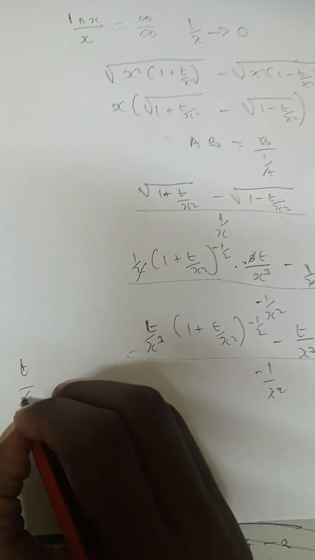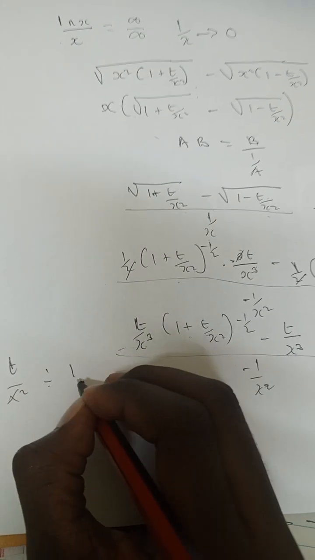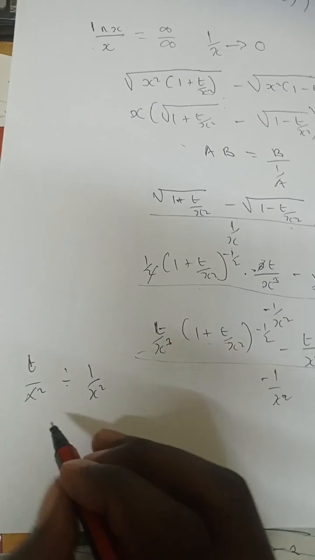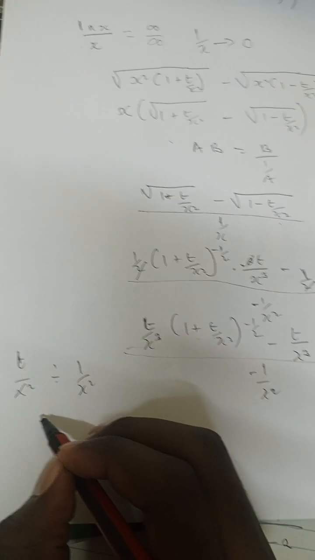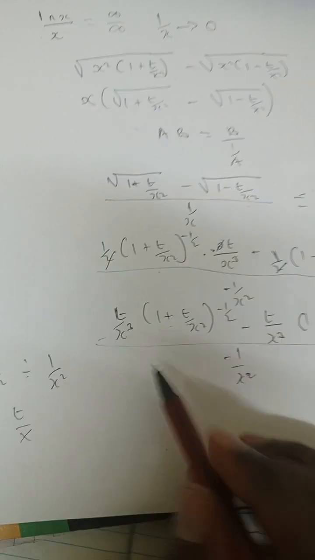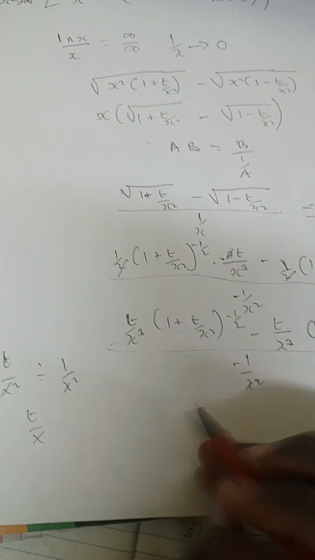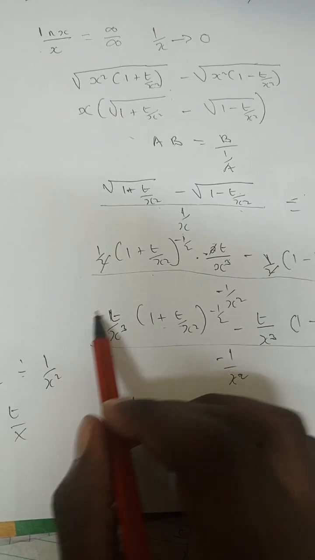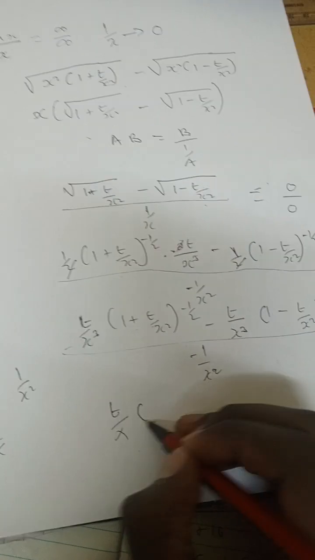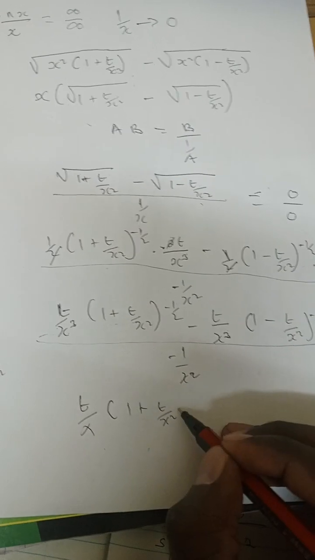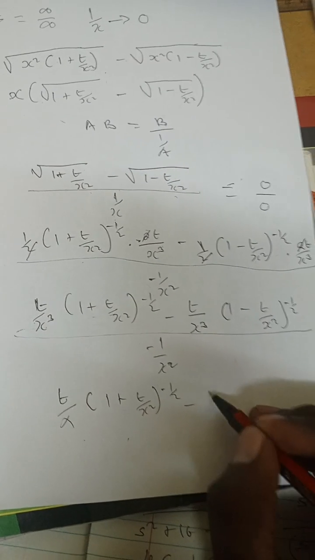We have t over x cubed divided by 1 over x squared. You can see what will happen. This goes on top when we introduce it as multiplication, so I have t over x. So here we have t over x and t over x. And remember the limit was as x approaches infinity. If you put infinity for anything, t over x or 1 over x, we know that it will be 0. So this term will become 0 due to this. So I'll say 1 plus t over x squared to the power negative half, like that.